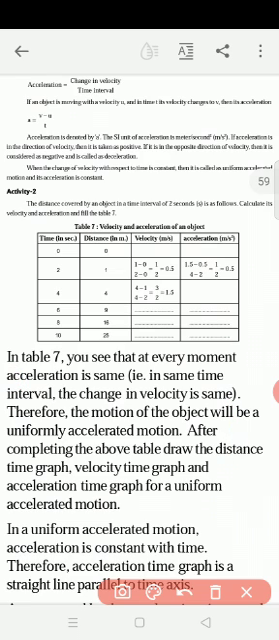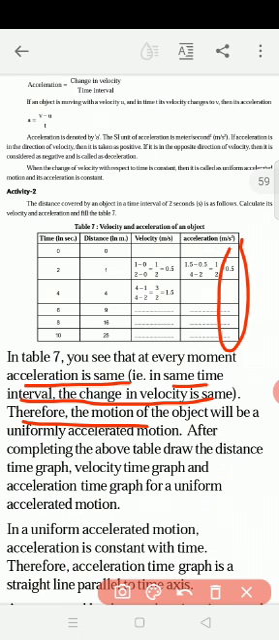So here you can read that in table 7 you can see that at every moment acceleration is the same. Here acceleration will become the same value. So in the same time interval the change of velocity is the same. So therefore the change of velocity 0.5, 1.5, in this time interval the velocity will become the same. So that is what they are telling here.